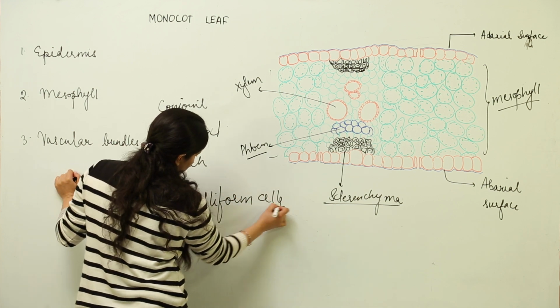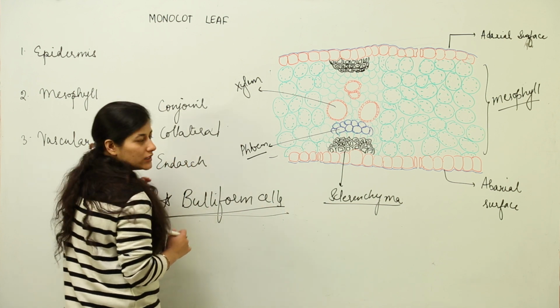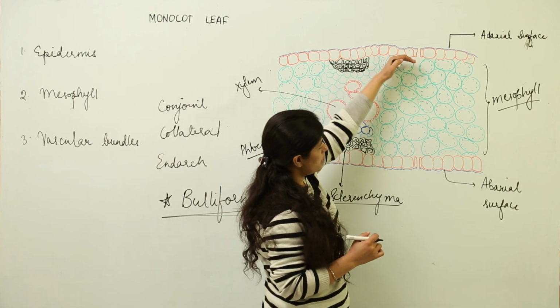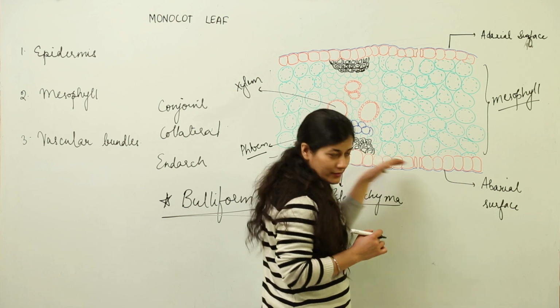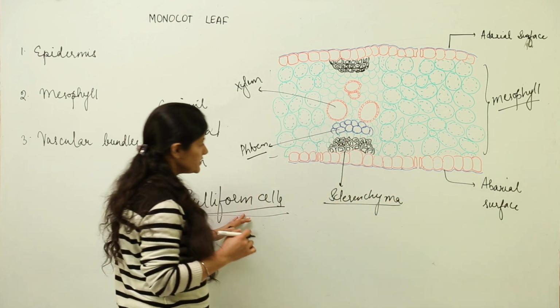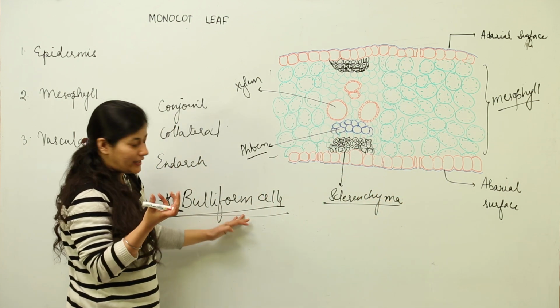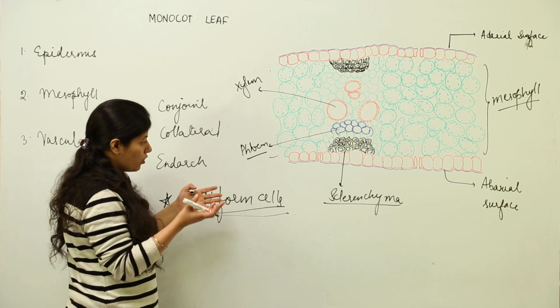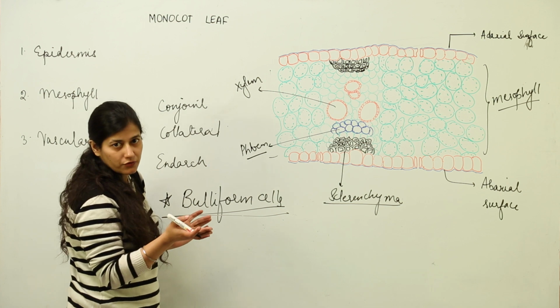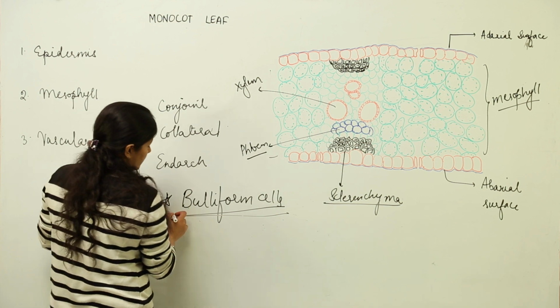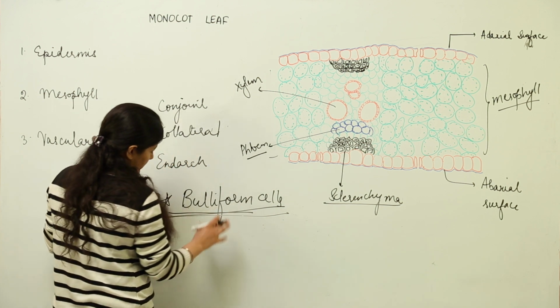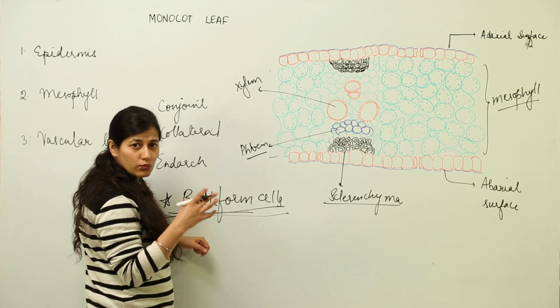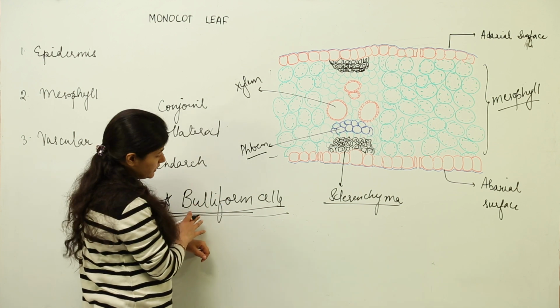This is to be remembered. Bulliform cells are present in the grasses towards the upper and lower surface beneath the epidermis, and these bulliform cells contain water inside them. Now these bulliform cells perform the function of giving the shape to the leaf. This providing of shape is taken care of by the water content that is present inside these bulliform cells.